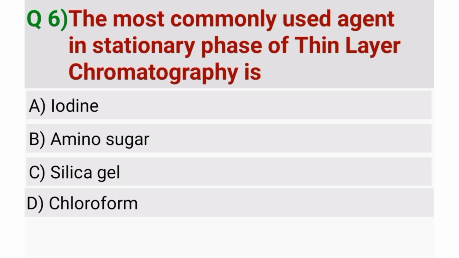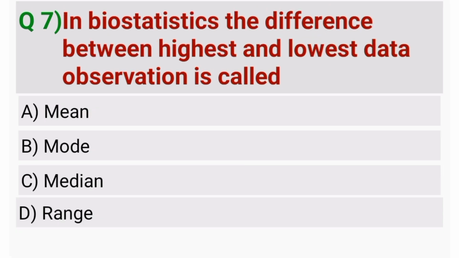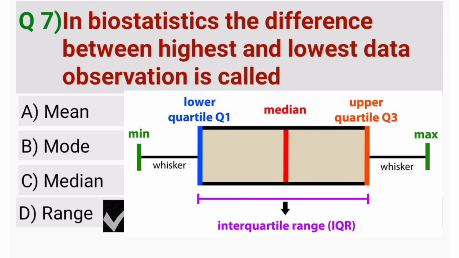Question number 6. The most commonly used agent in the stationary phase of thin layer chromatography is. Options are iodine, amino sugar, silica gel, and chloroform. Here the answer is silica gel. Question number 7. In biostatistics, the difference between the highest and lowest data observation is called. Options are mean, mode, median, and range. Here the answer is range. Range is the difference between the highest and lowest data.